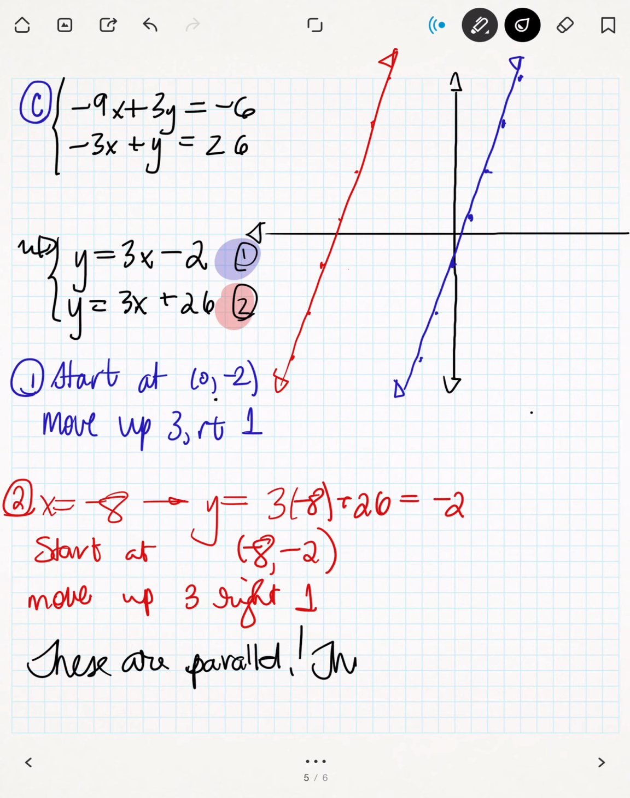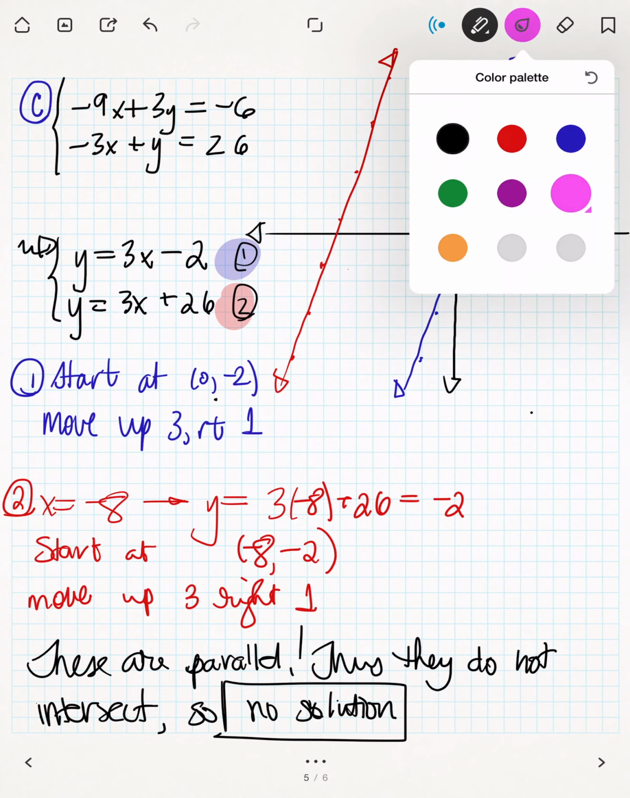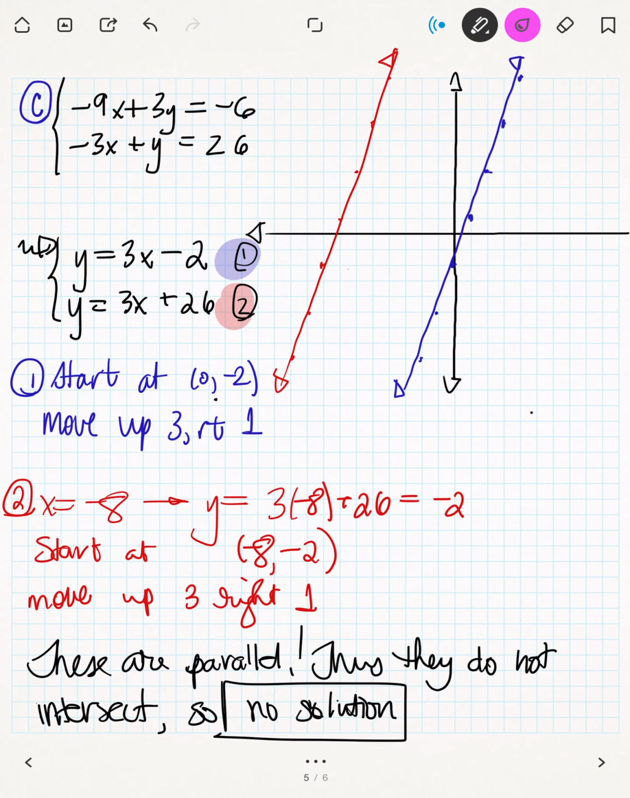And that means they do not intersect, so no solution. And the second that you realize that, you can tell me that on an exam. If you see up here when you solve both for y that they're parallel lines, great. You can give me a little blurb about they're the same slope, different y-intercepts, therefore they're parallel, therefore they never intersect. Okay, so this is no solution.